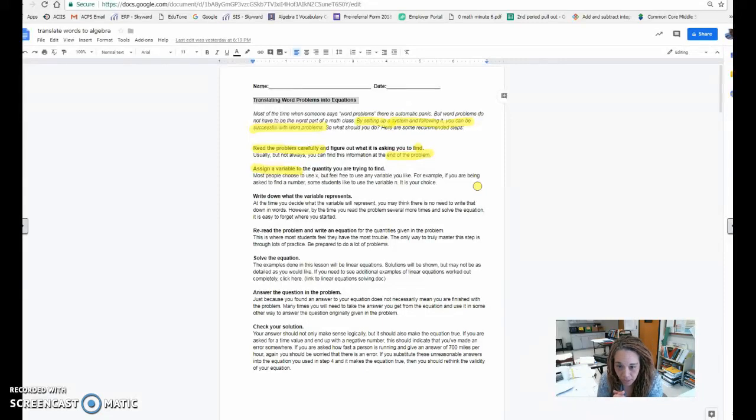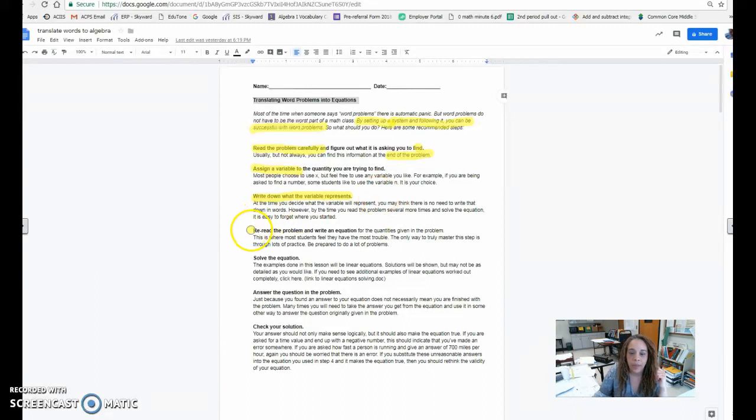Moving on to the third point: write down what that variable represents so you know what it stands for. There's no sense in having an X or an R or a Q in your problem if you don't even know what it stands for. So you have to identify what this variable stands for. At the time you decide what the variable represents, you may think there's no need to write it down in words. However, by the time you read this problem many more times to figure it out, it's going to make it a lot easier for you to visualize what needs to happen, and you won't just forget what's going on.